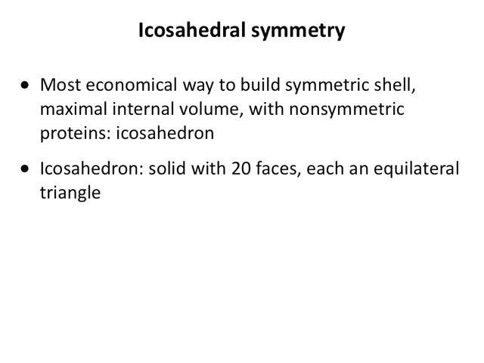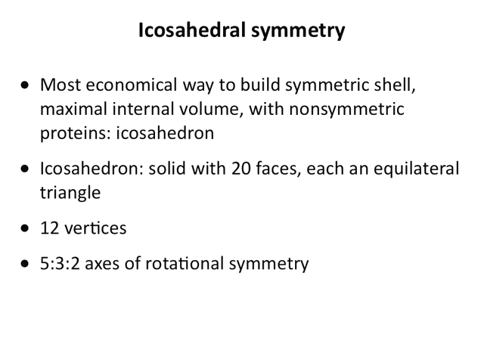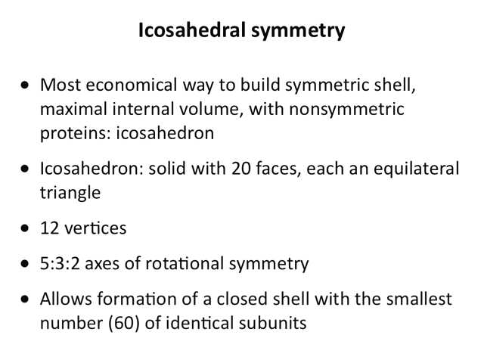The icosahedron, of course, is a solid with 20 faces, each an equilateral triangle. It has 12 vertices, and what are called axes of rotational symmetry. That'll be more obvious in the picture in a moment. This allows the formation of a closed shell with the smallest number of subunits.